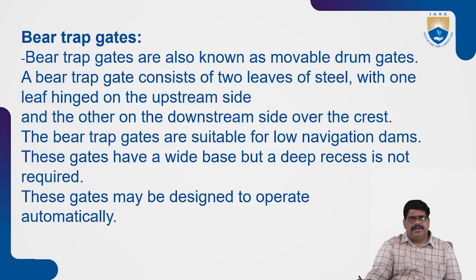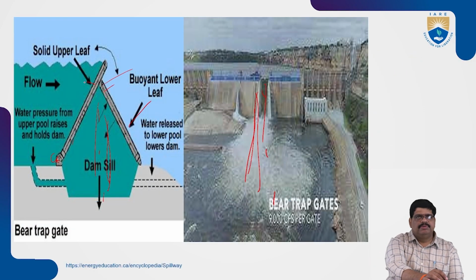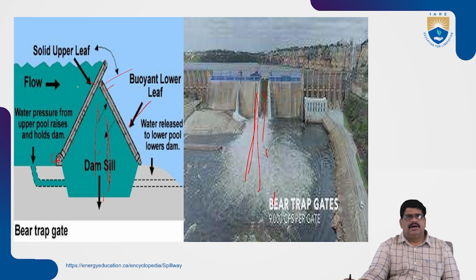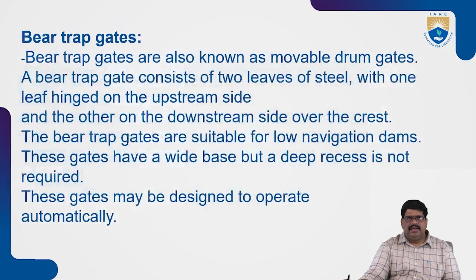A very important point is that these gates are designed to operate automatically, and don't need to be operated manually. The motor is connected here, and the gates will be opened automatically by operating the electrical system. So it can be opened, and after the water is released, it can be stored. If we want to store the water, it can be closed. This is very important, and this is very useful for the bear trap for navigation purposes.